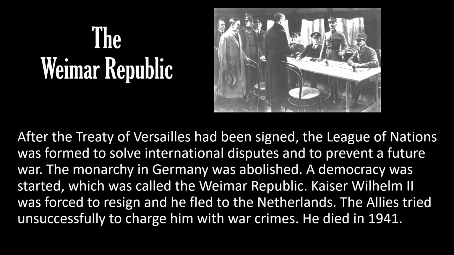The Weimar Republic. After the Treaty of Versailles had been signed, the League of Nations was formed to solve international disputes and to prevent a future war. The monarchy in Germany was abolished. A democracy was started, which was called the Weimar Republic. Kaiser Wilhelm II was forced to resign and he fled to the Netherlands. The Allies tried unsuccessfully to charge him with war crimes. He died in 1941.